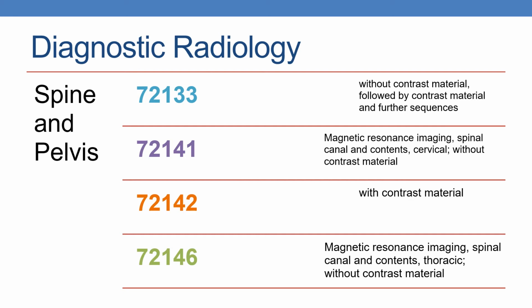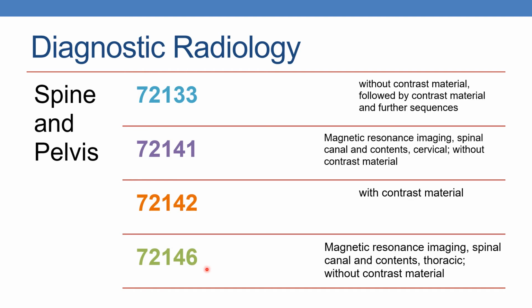72133 is nothing but CT lumbar spine without contrast material followed by contrast material and further sequences. The next CPT is 72141, magnetic resonance imaging, spinal canal and contents, cervical without contrast material. The next is 72142, magnetic resonance imaging, MRI, spinal canal and contents, cervical with contrast material.